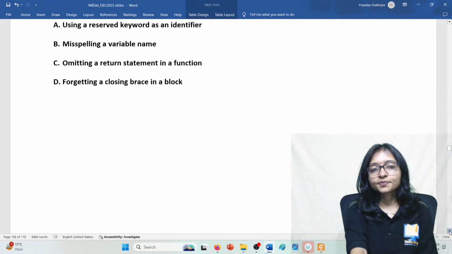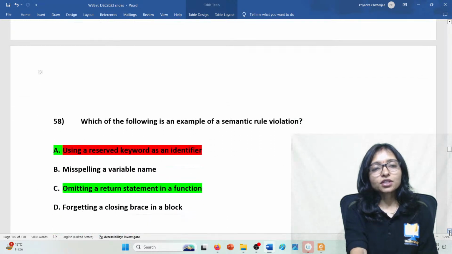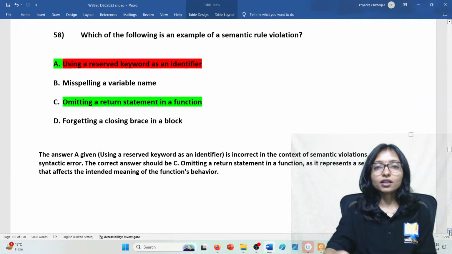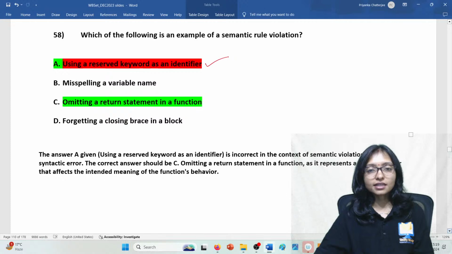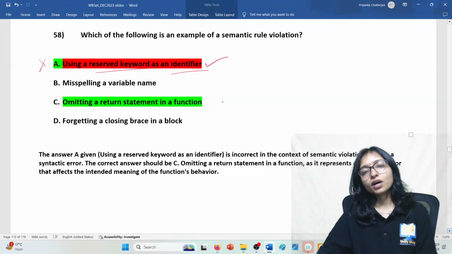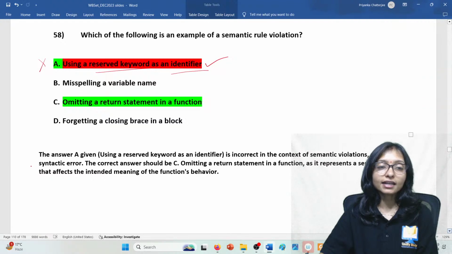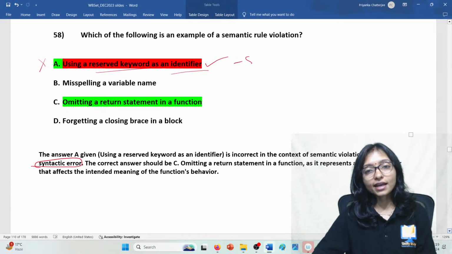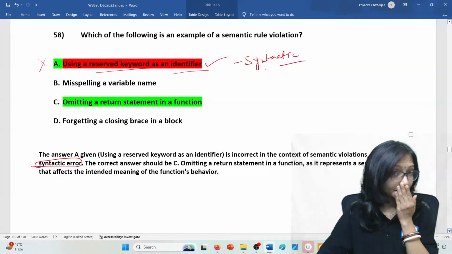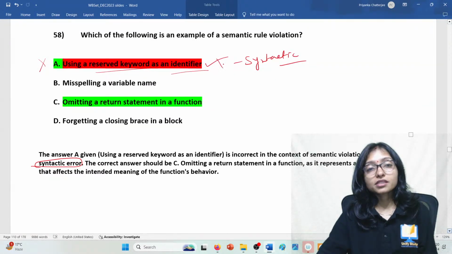Answer quickly. Yes, in this question also there is some confusion, and after getting all the answers I am telling you, the official answer key has given this one, but this is wrong. The official answer key gave using a reserved keyword as an identifier, but using a reserved keyword as an identifier is not a semantic violation, it is a syntactic error. Option A is actually a syntactic error. So that's why, according to me, this is wrong.